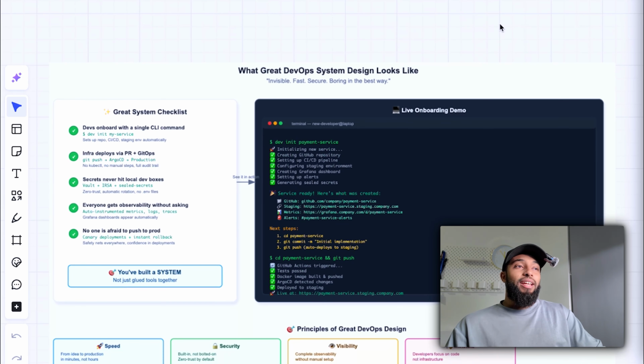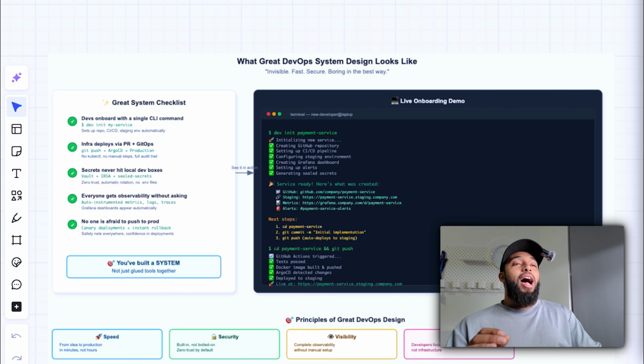Now, what I like to use as an architecture test is: how do we know what a great system looks like? If a developer or a DevOps engineer can onboard to your system with a single command, or by following a few steps, in less than an hour, like I said before, that means it's really good. Can your infra deploy via one pull request or merge request and GitOps? If so, amazing. Your secrets shouldn't be hitting local dev boxes, right? I don't want to see any of that. Use Vault, IRSA, sealed secrets. Make sure you have zero trust.